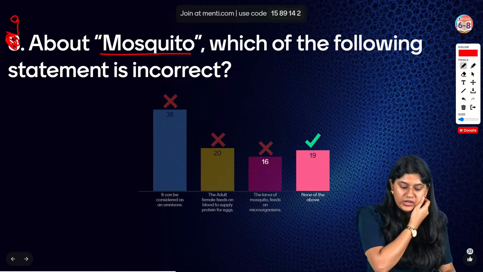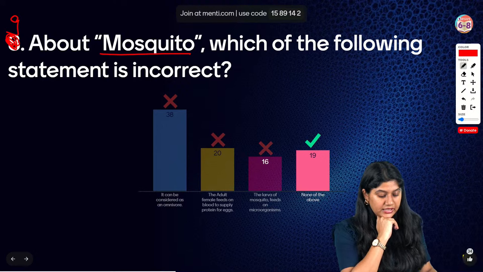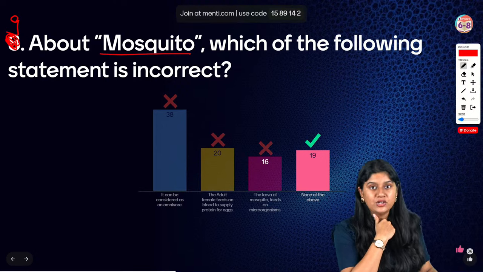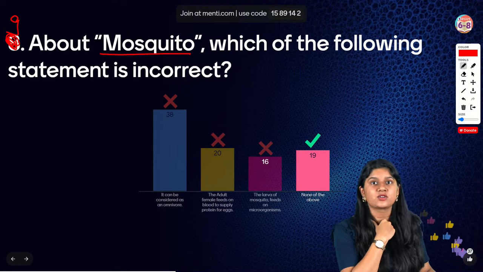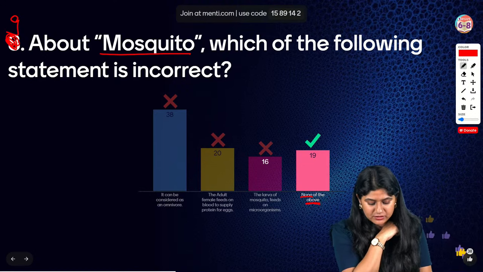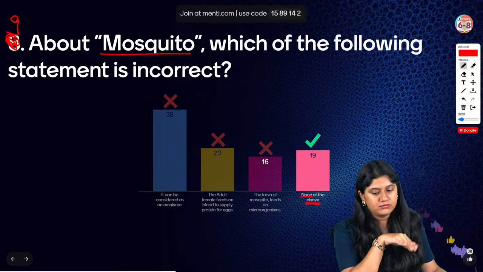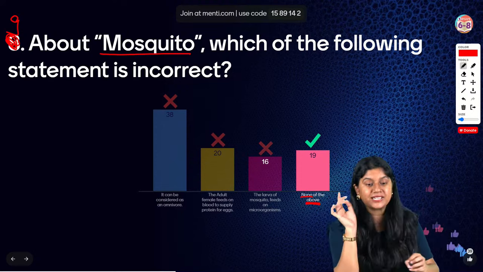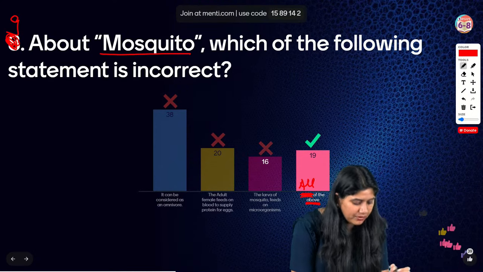Yes. We know that it cannot be considered as omnivorous. It is definitely incorrect. The adult female feeds on blood for the protein. No, that's incorrect. The larva of the mosquito feeds on microorganisms. Yes, it is also incorrect. So the correct option over here is none of the above. Basically, the mistake that we have over here is that it should be all of the above.